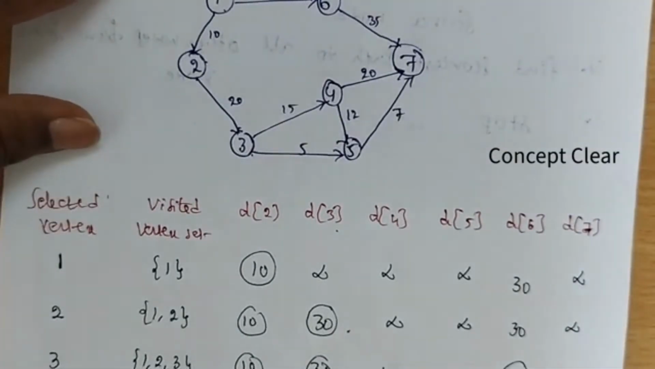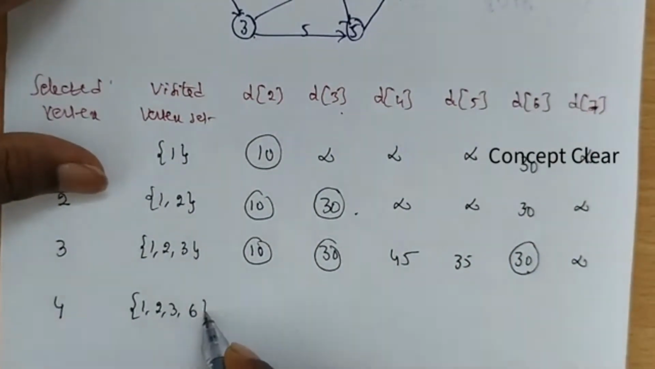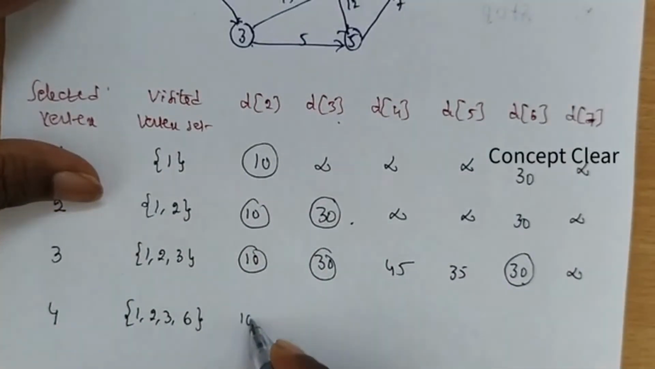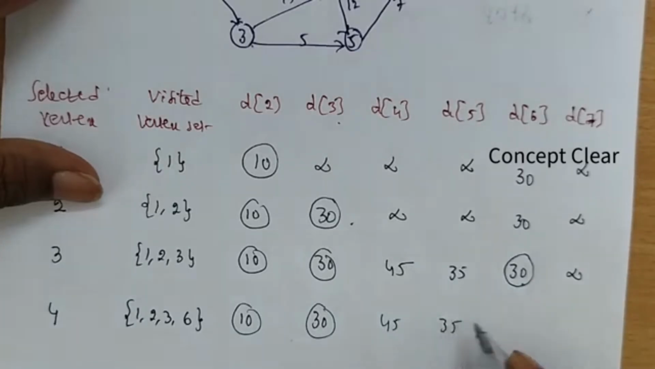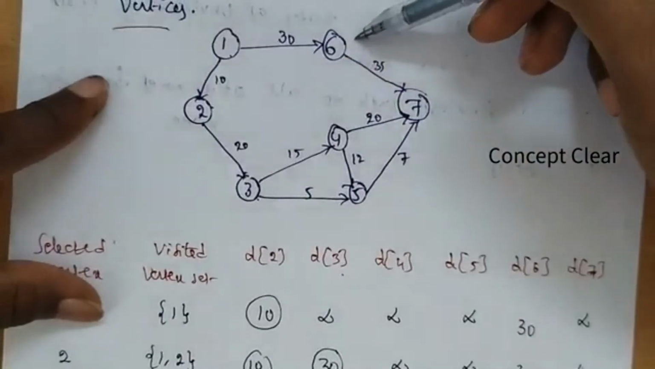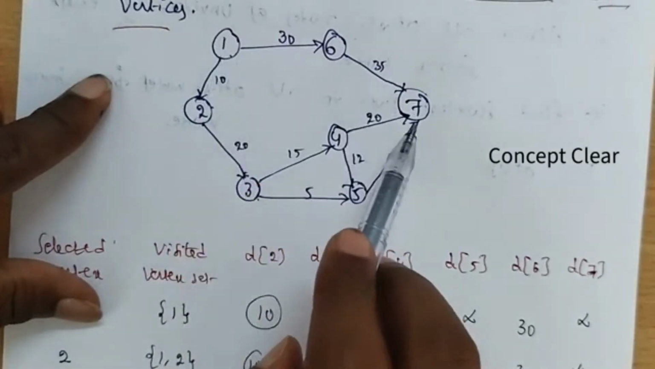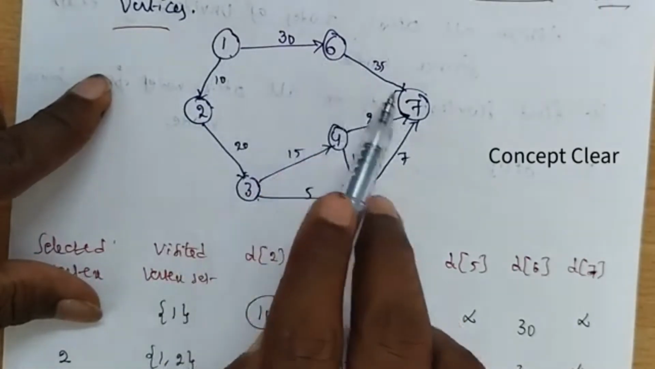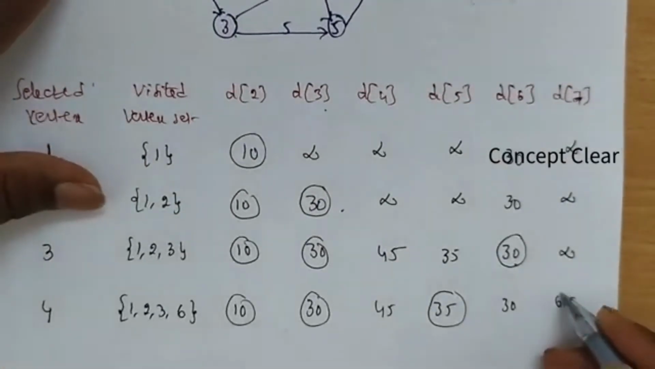So what is visited? 1, 2, 3, 6 are visited. So what are the values? 10, 30, 45, 35, 30. And what about the sixth node? What are the possibilities here? 6 to 7, what is the value? 35. So from 1 to 7 means 1 to 6 is 30, 6 to 7 is 35. So the value is 65.